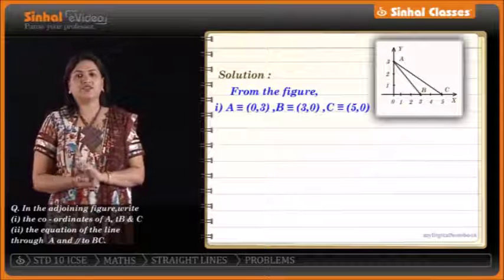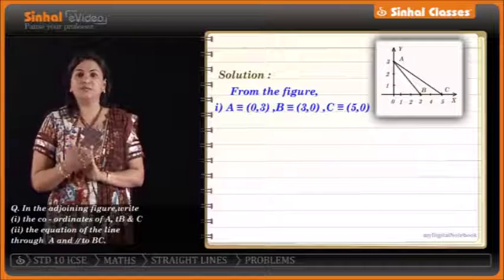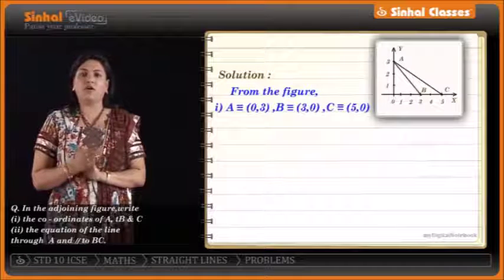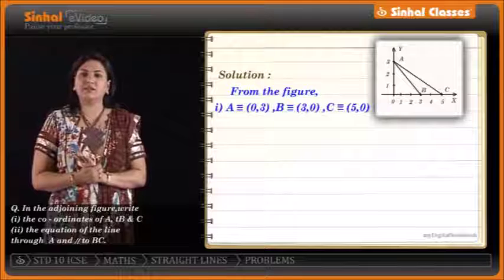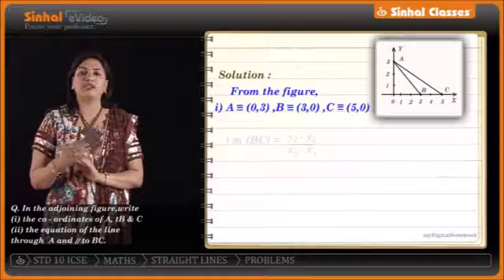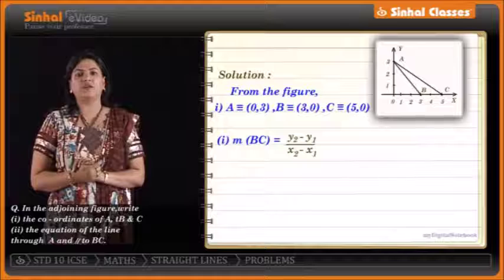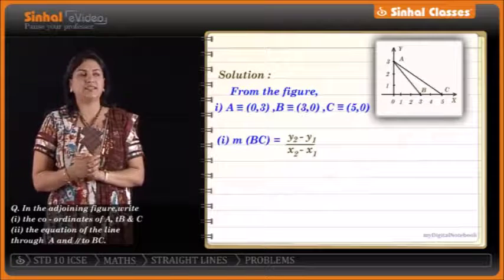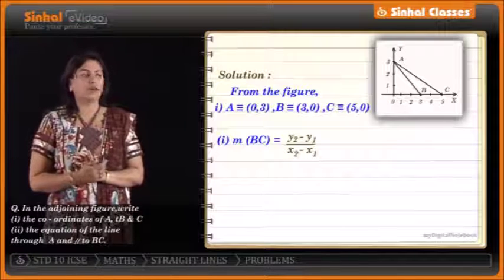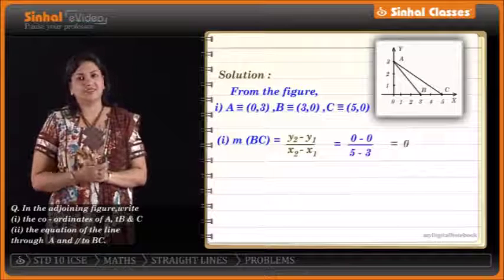Now, we are asked to find the equation of a line passing through A and parallel to BC. Now, if the line is parallel to BC, then the slope of this required line and BC will be equal. So, we first find the slope of BC as (y2 minus y1) upon (x2 minus x1). Now, for the slope of BC, we have the coordinates of B and C as (3, 0) and (5, 0). So the slope will be (0 minus 0) upon (5 minus 3), which is 0.